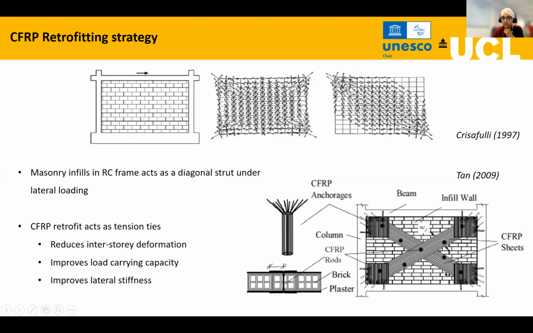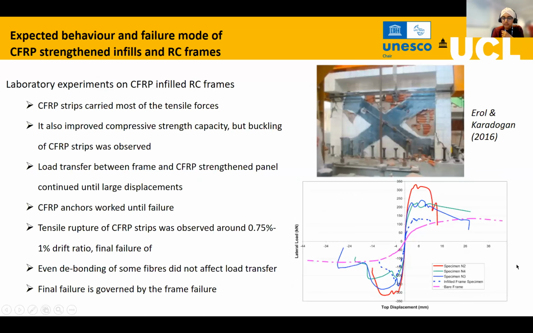So this was the kind of application that was designed. They would have the strips in the diagonal directions, and they would have anchorage to the RC beams and columns using CFRP anchorage. And they would also have cross wall connections. So with this, this is referring to a laboratory study using CFRPs. There have been a lot of studies on the improvement that is obtainable by the CFRP.